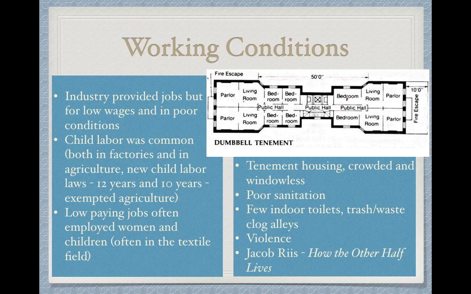This is a little bit of a diagram, a floor map of what a tenement hallway would have looked like, what a typical tenement house would have been. There's a muckraking journalist named Jacob Riis, who we'll talk about soon, but he writes something called How the Other Half Lives, where he publishes photographs of people living in tenement houses.